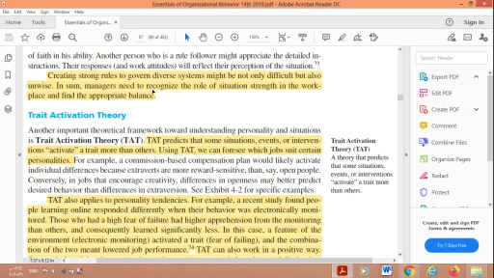Okay. The managers need to recognize the role of situation strength in the workplace and find the appropriate balance.